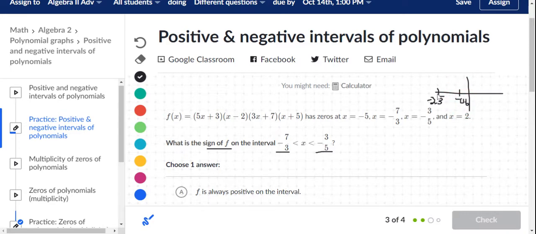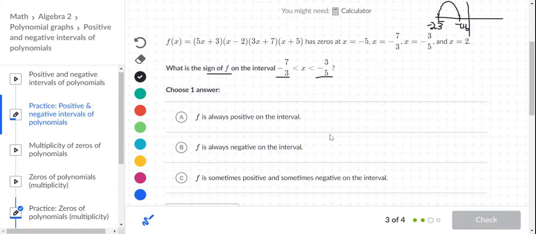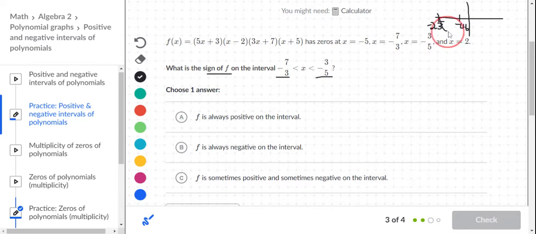It's saying in between here and here, what is the sign of the graph? Is it something like this, where it's always positive? Choice A. Is it always negative? Or does it go up, come back down? Is it both? Is it something like that, or maybe something like this?